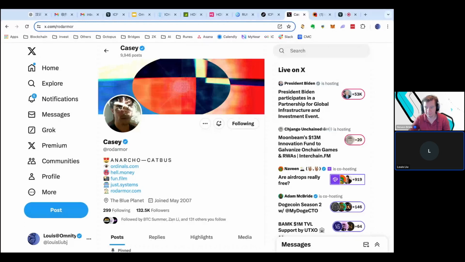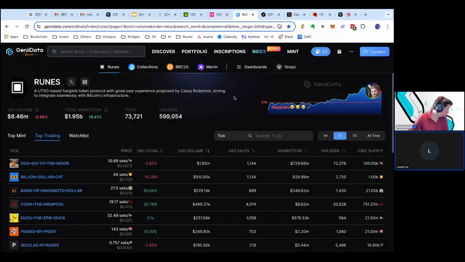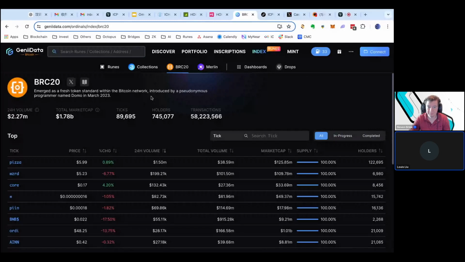And Casey thought he could do better, so he came up with a new standard called Runes. This one is for fungible tokens, and it's UTXO based, and it's very simple and concise. Runes went live on April 20th, at the Bitcoin halving time. For now, Runes has got nearly 2 billion total market cap, and it has overtaken BRC20. It took less than 2 months to achieve this level.